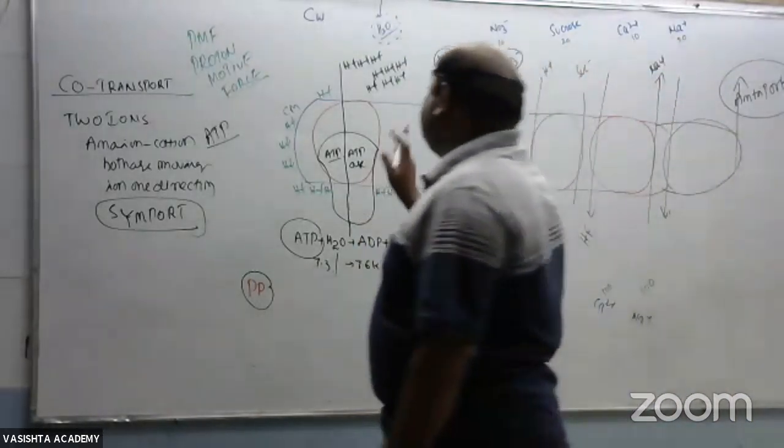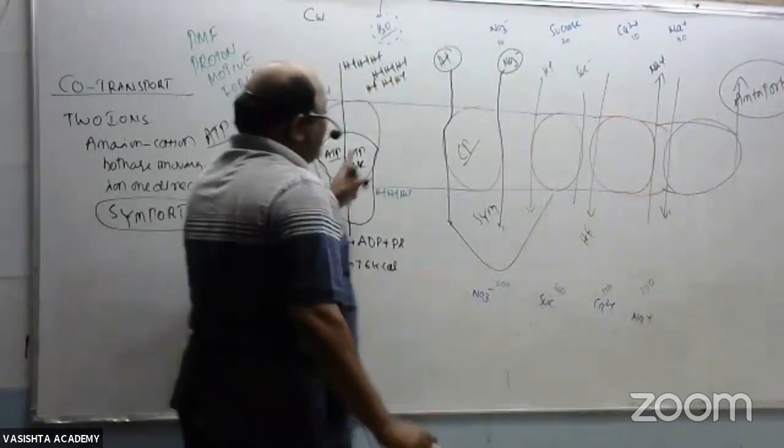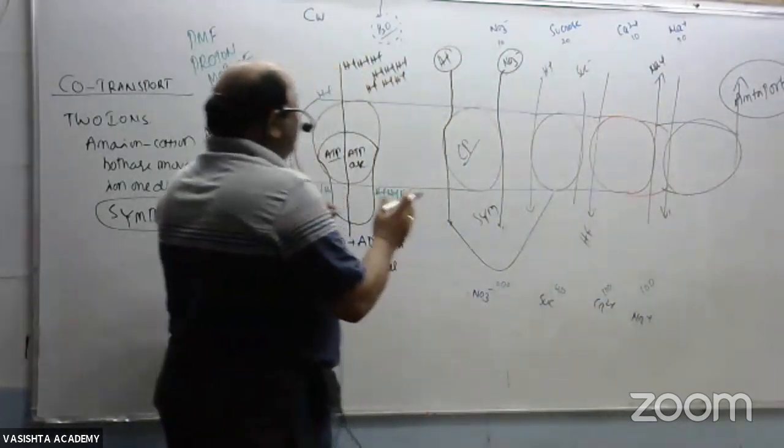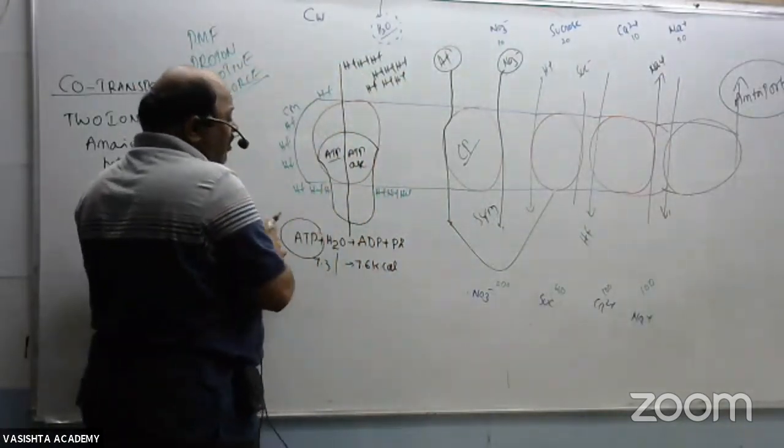So on this plasma membrane, different kinds of carrier proteins are present. These carrier proteins, one type is involved.